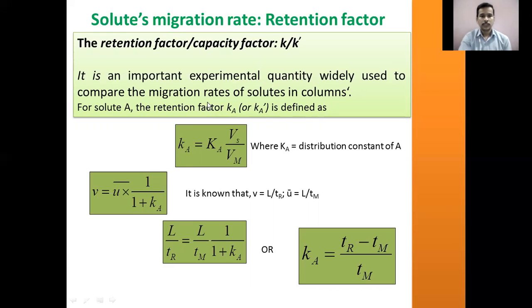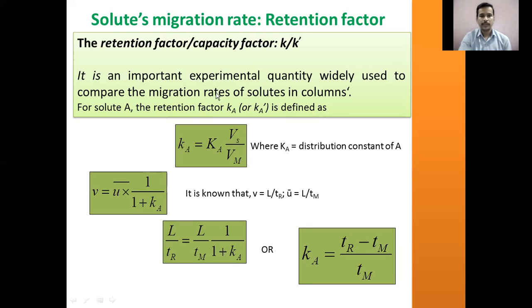This is an important experimental quantity, which is widely used to compare the migration rates of solutes in the columns, as I told you, at what speed the solute is moving. If the solute movement is rapid, it means that particular solute will not show any affinity towards the stationary phase. Therefore, it will be moving through the chromatographic column along with the mobile phase. As soon as the mobile phase peak is eluted out, there is a spike in the chromatogram, and that is definitely for the solute which has not shown any interaction with the stationary phase.